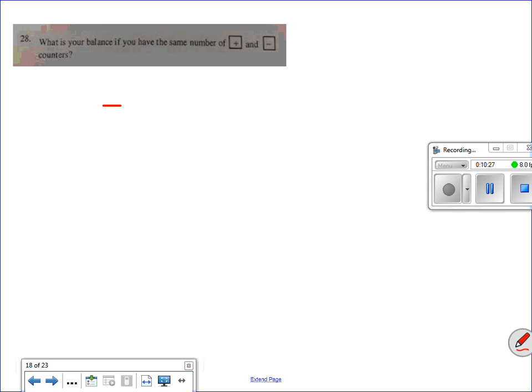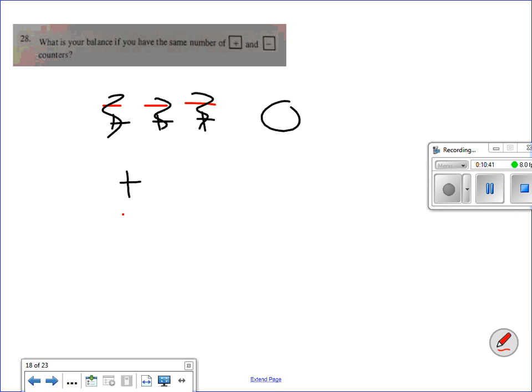Let's check. 1, 2, 3. Cancel out, cancel out, cancel out. Gives me 0. Try another example. 1, 2. Cancel out, 0. What is your balance? It's going to be 0.